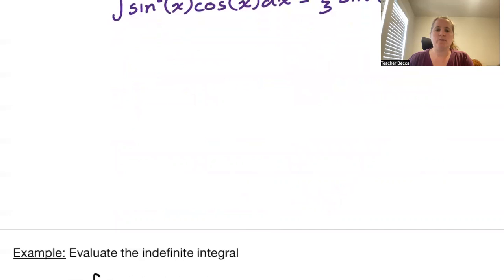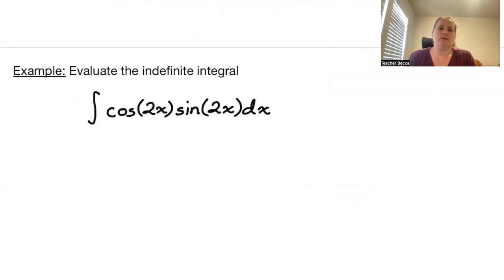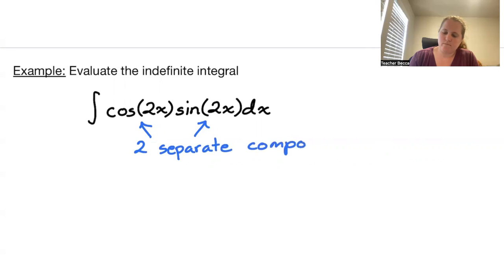Let's go ahead and do one more example. We'll go ahead and evaluate the indefinite integral, which is the integral of cosine of 2x times sine of 2x. So in this problem, we have two separate compositions. We have a cosine of with 2x as our inside function, and we have a sine of with 2x as our inside function. But cosine is not a derivative of 2x, neither is sine, right?